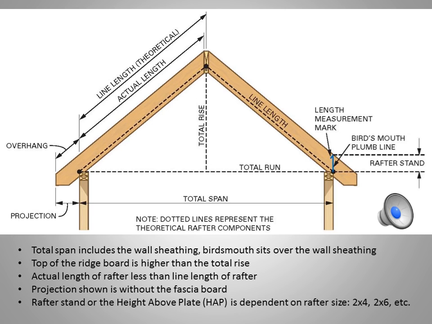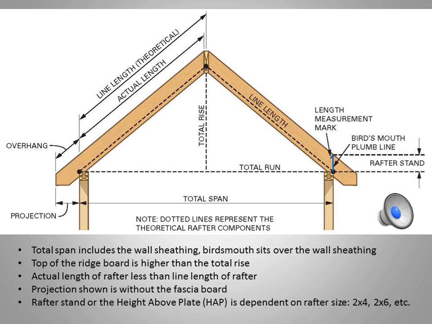One other dimension to look at is the rafter span, which is denoted by the blue line on the right-hand side. And the rafter stand, sometimes referred to as the height above the plate or the HAP, it's dependent on the rafter size. So whether the rafter is a 2x4, which will give a certain amount of wood left vertically above the bird's mouth, or a 2x6 or a 2x8. And that will change depending, of course.